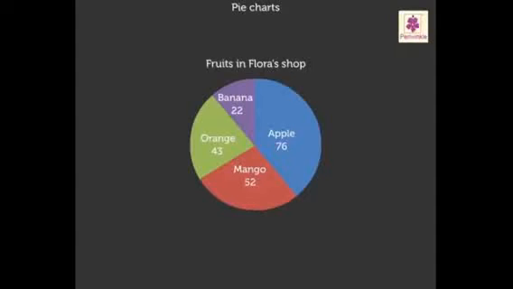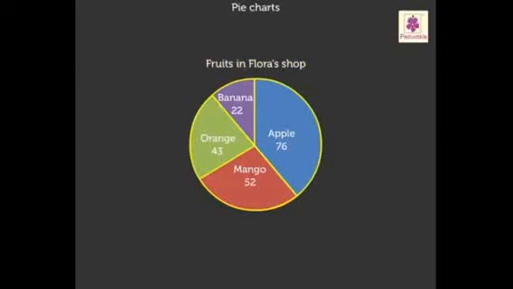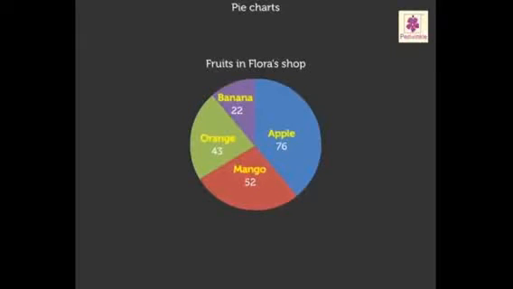Now, let us learn how to read it. The circle represents all the fruits in the shop. The title tells us that the pie chart is about different fruits in Flora's fruit shop. The circle is divided into smaller parts called segments. Each segment of the circle represents a different fruit and a specific value. Here it is the number.